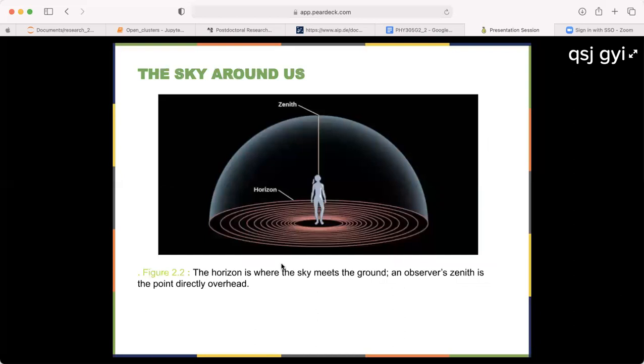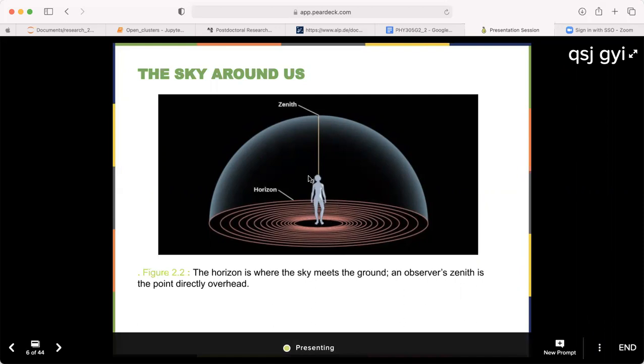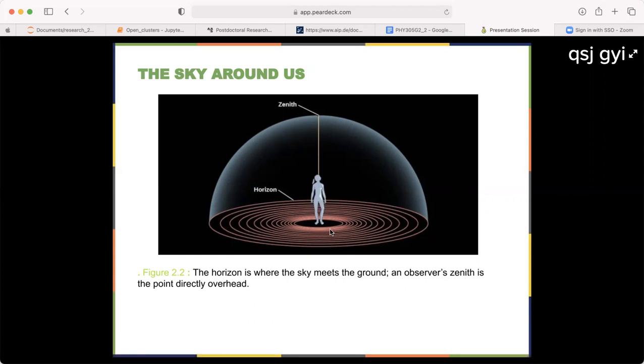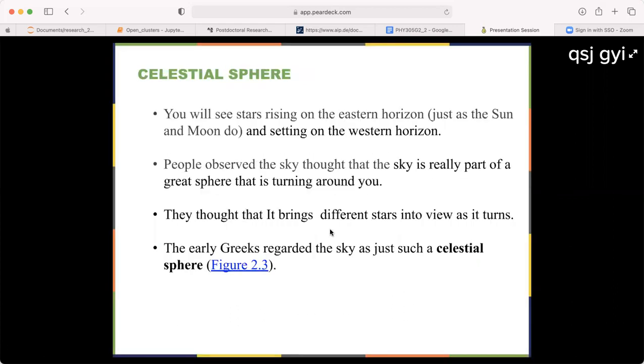Right. So everything I have explained up to now is nicely depicted in this diagram. Think that you are right here in the middle, and the point directly above you is called the zenith. If this is the dome, the point where the earth meets the dome is called the horizon, right? The horizon is basically around you, so it is not one point. You can look at the horizon in each and every direction, right?